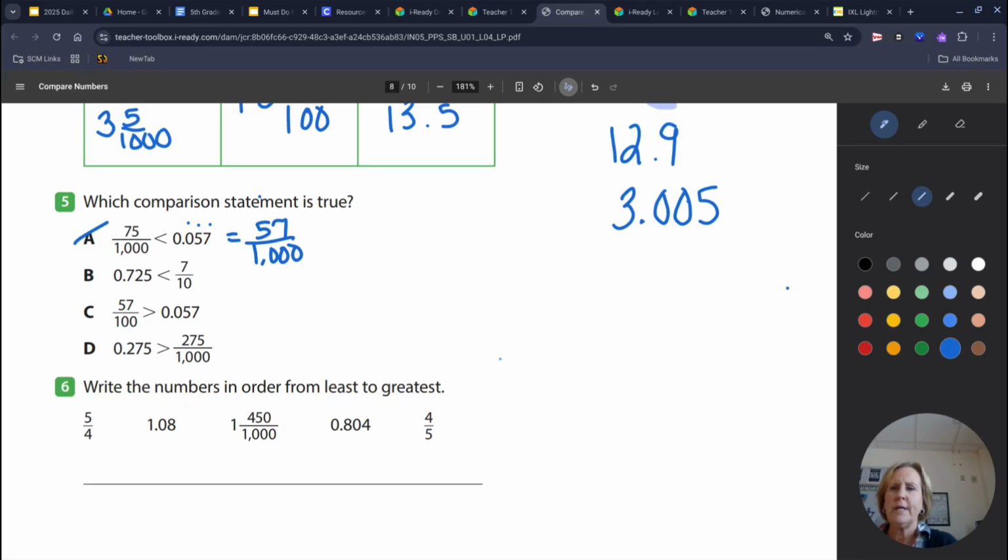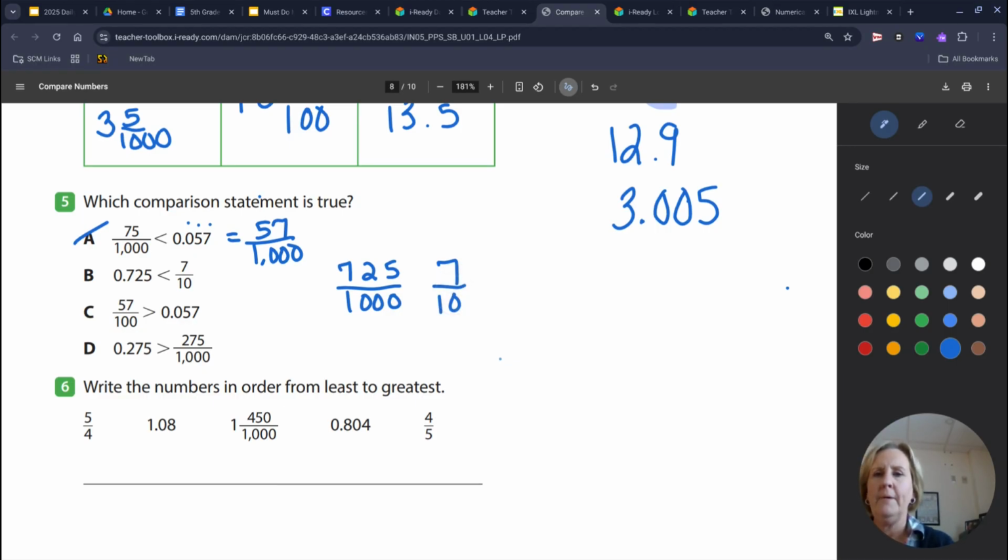Okay. 7/10 is greater, it's saying, than 725 thousandths. All right, so here we go. Let's write 725 thousandths versus 7/10.